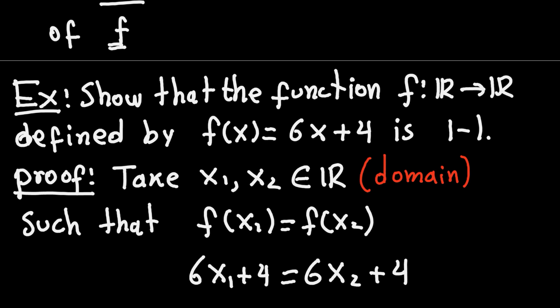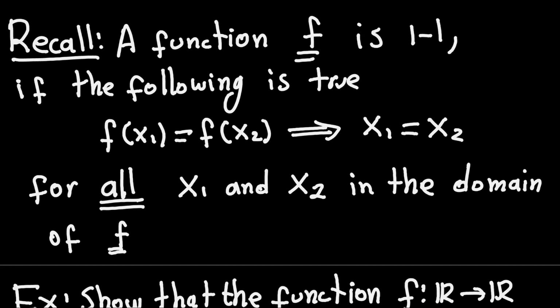Show that the function f, defined from the real numbers to the real numbers, so this is the domain, the inputs, and these are going to be the outputs. So the outputs are also real numbers, defined by this formula. F of x is 6x plus 4. So 6 times the real number plus 4, that will be the output of the function. We want to show that that function is one-to-one. And we're going to do that using the definition. So we have to check this property here.